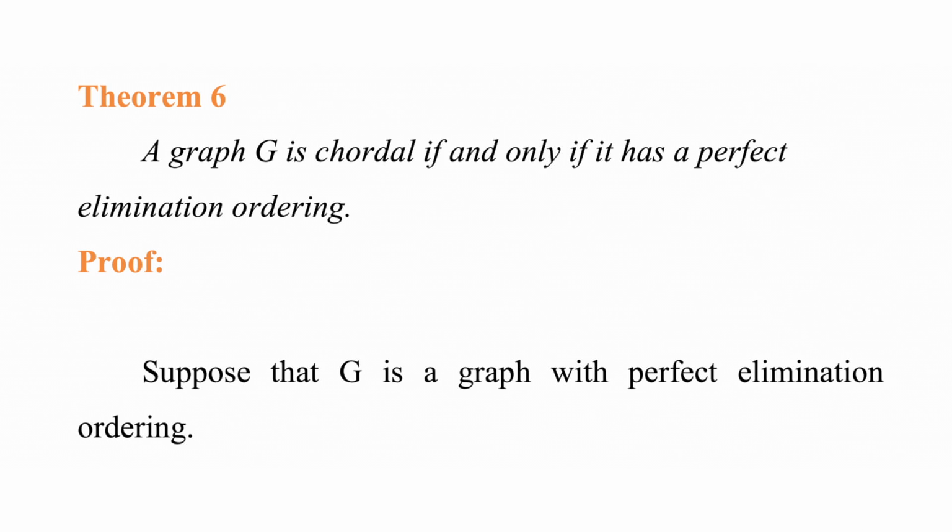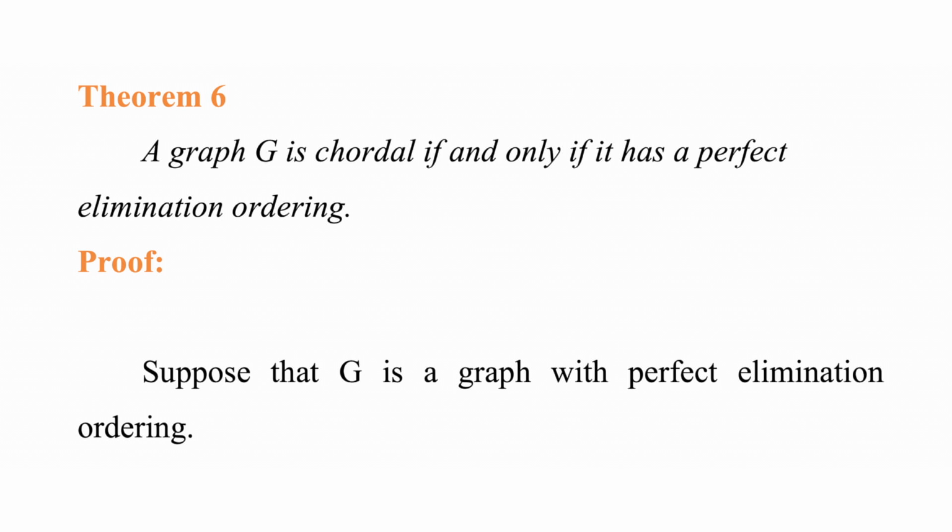The following theorem is a characterization of chordal graph. That is the theorem we are going to see now. This is theorem 6. A graph G is chordal if and only if it has a perfect elimination ordering. We shall see the proof now.